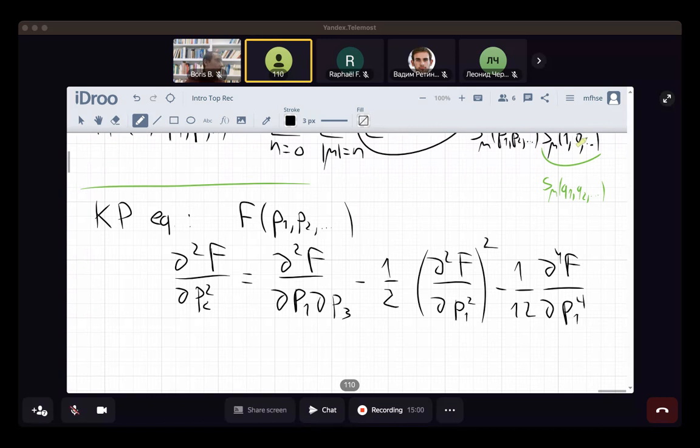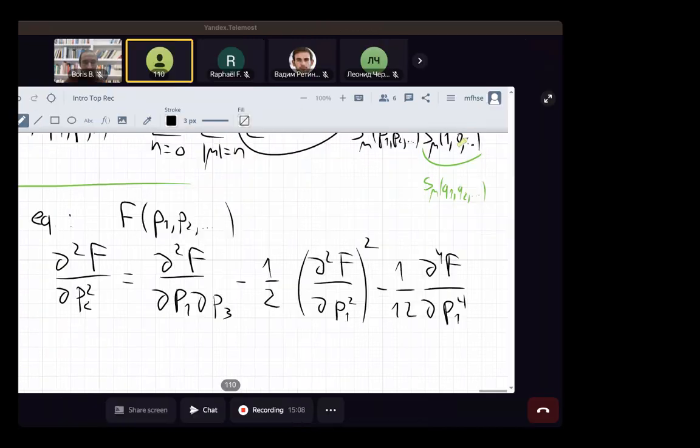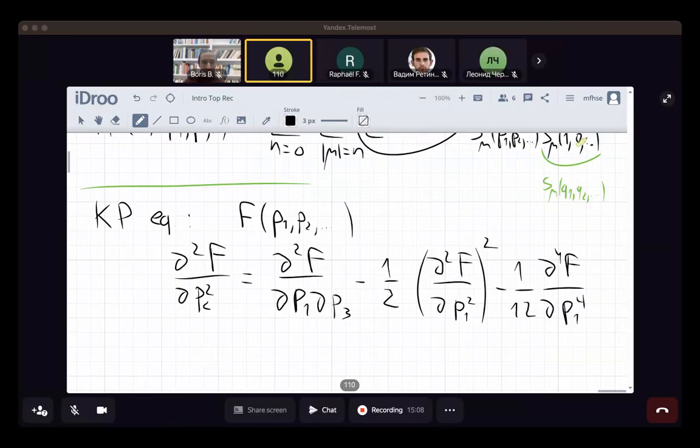But it turned out that if you consider a bit more general situation, with some nonlinear effects in this wave propagation, then you have the Kadomtsev-Petviashvili equation. So again, it describes some wave phenomena in physics.